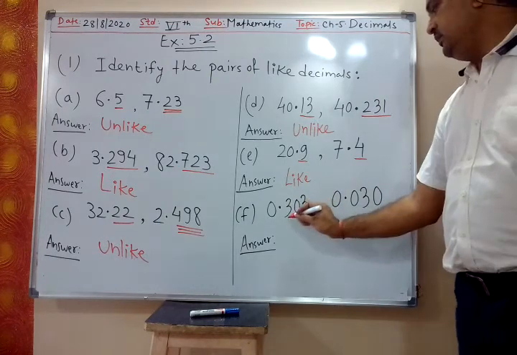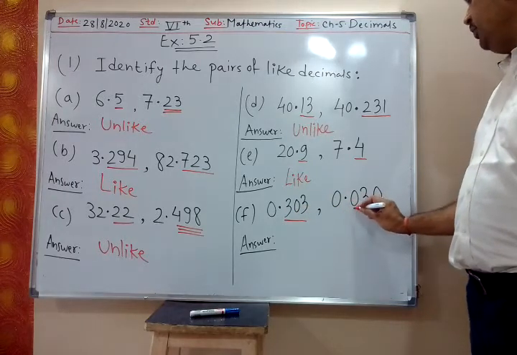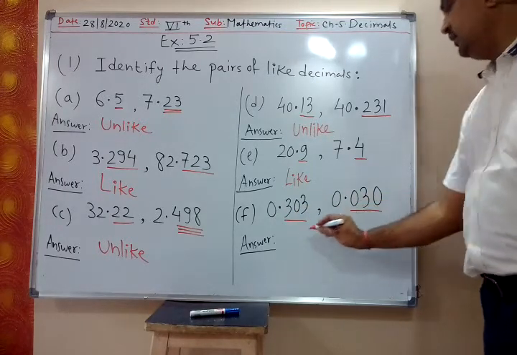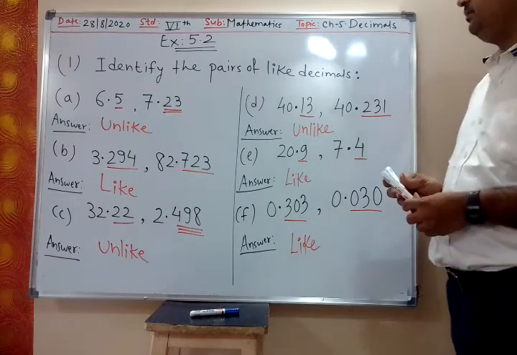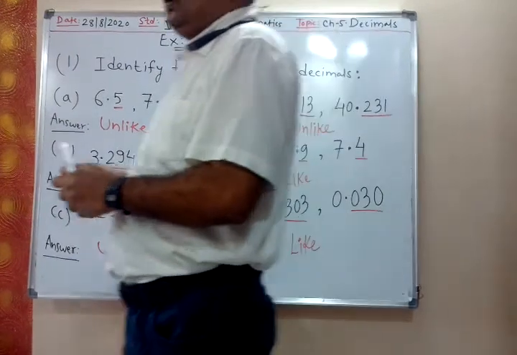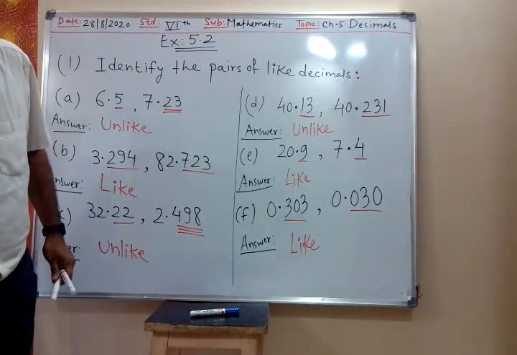Then 0.303, after point there are three digits. After point there are three digits. Yes, like decimals. So after point, the number of digits should be same.